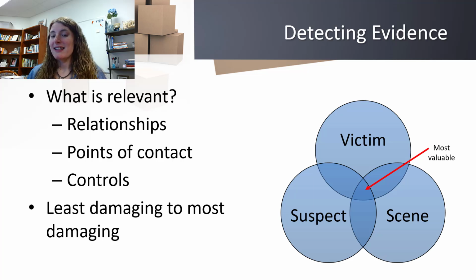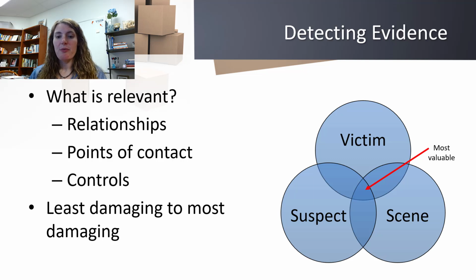Now, that's not to say that you can't search for evidence or shouldn't search for evidence in other areas, but focal points are most likely to provide valuable trace evidence like footprints or fingerprints, things that can be easily damaged by investigators during the scene investigation. By focusing on these areas initially, we can hopefully reduce the amount of trace evidence that's lost during processing.